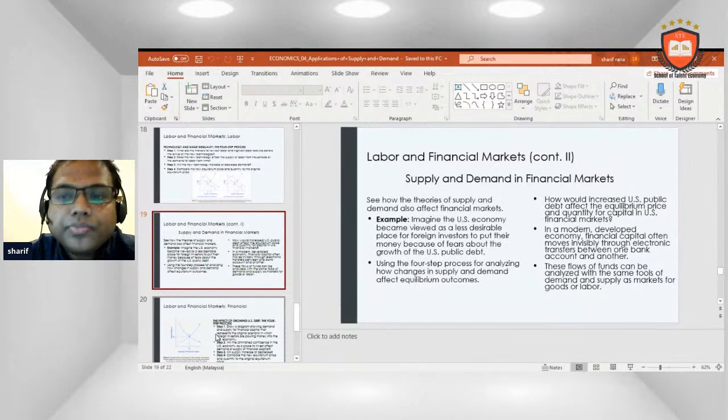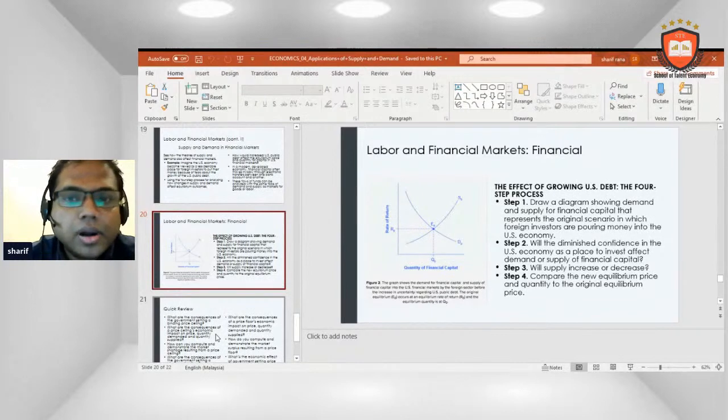In a modern developed economy, financial capital often moves invisibly through electronic transfers between one bank account and another. This flow of funds can be analyzed with the same tools of demand and supply as markets for goods and labor. The effect of growing US debt, the four-step process. Step one: draw a diagram showing demand and supply for financial capital that represents the original scenario in which foreign investors are pouring money into the US economy. Step two.